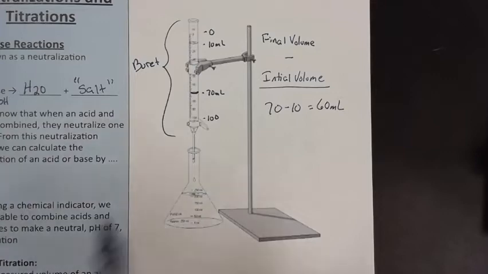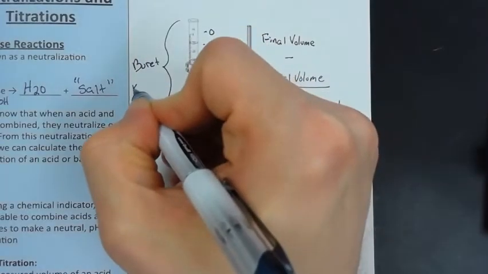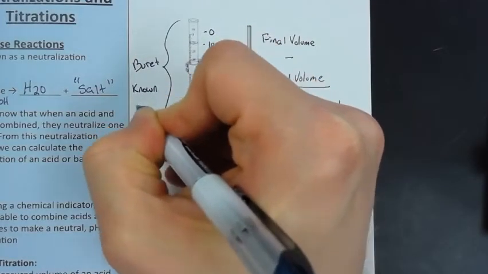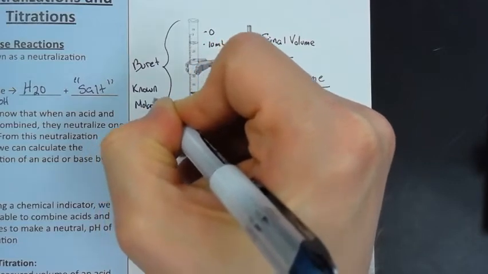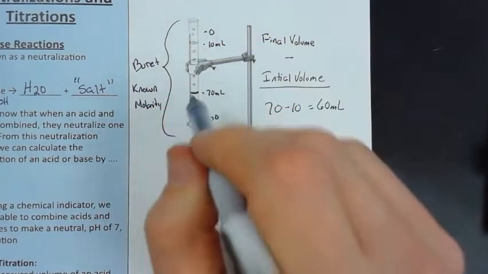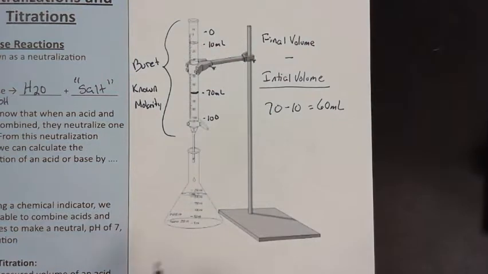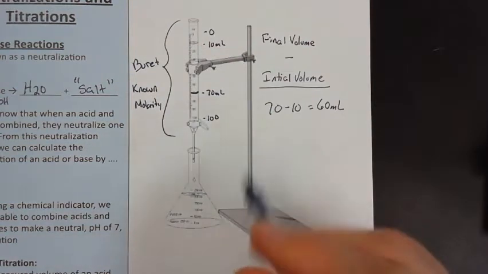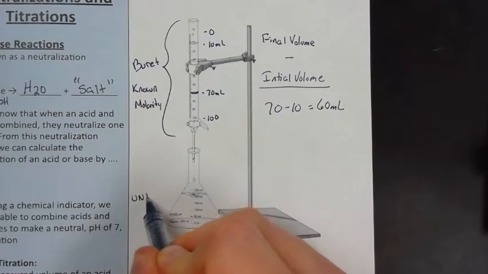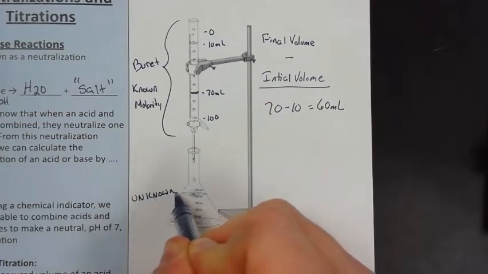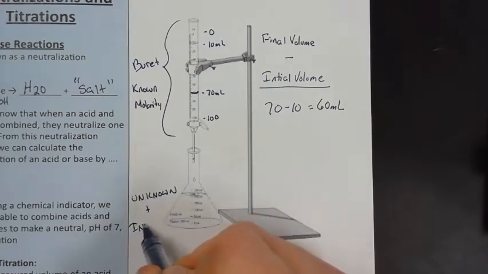Okay? In the burette is always going to be a known molarity. That's like our standard. So we'll know the concentration and the molarity of what we put in there. And then in the flask down below, this is where our unknown is going to be present, along with our indicator.